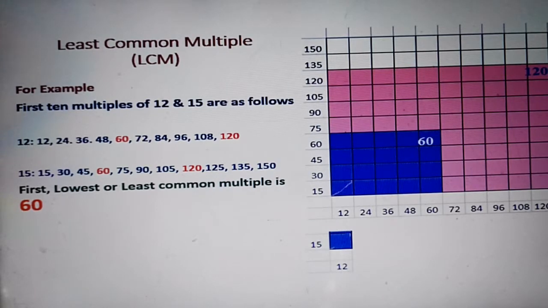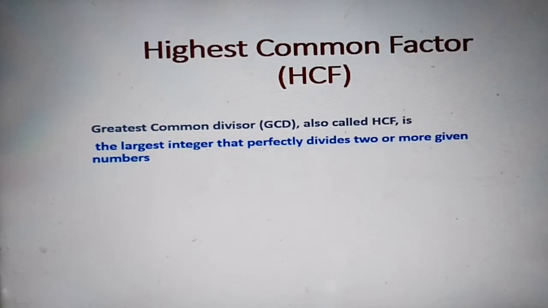Now we were to find the least common multiple. So the first least common multiple is 60, and each time we are going to expand the multiples. It can be a finite process, and each time we find a larger multiple than the previous one.